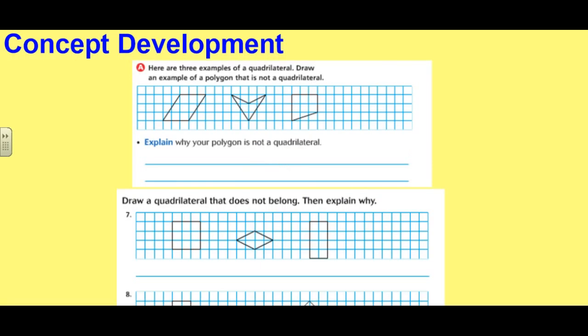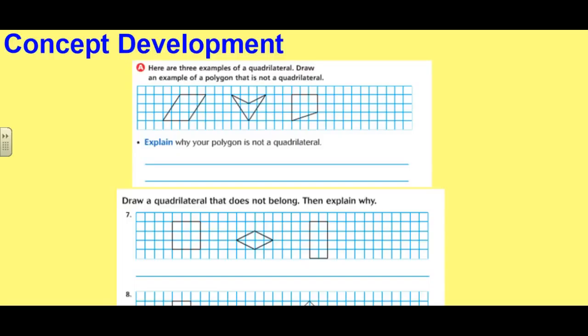Okay, so you'll need to have this paper out. Once again, this is like a concept development and problem set all in one, so there's not going to be a specific concept development before we get to the problem set. But the first one here says, here are 3 examples of quadrilaterals. Draw an example of a polygon that's not a quadrilateral.